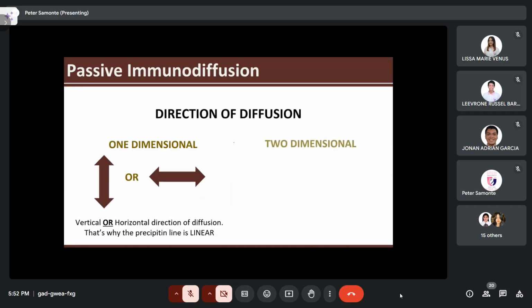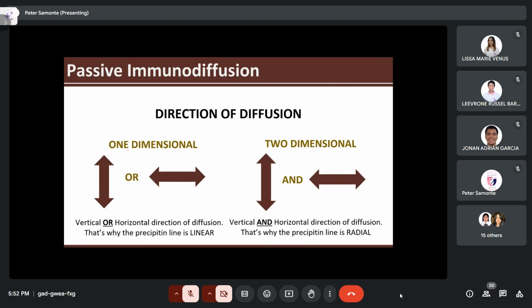Now let's talk about the direction of diffusion. Now pag sinabi niyong one-dimensional, the movement of the antigen or antibody would follow a vertical or horizontal direction of diffusion. That's why the precipitin line is linear. Pag sinabi mong linear class, it could only be straight or vertical, or it could be horizontal. So either. So yun yung reason kaya siya tinawag na one-dimensional. It can only come in a single direction. It could be vertical or horizontal.